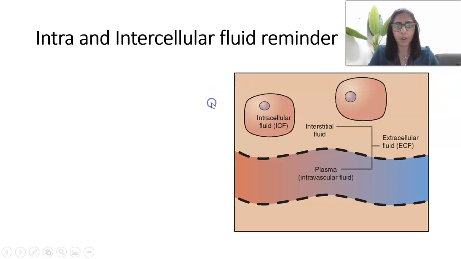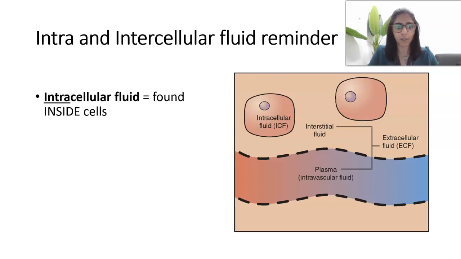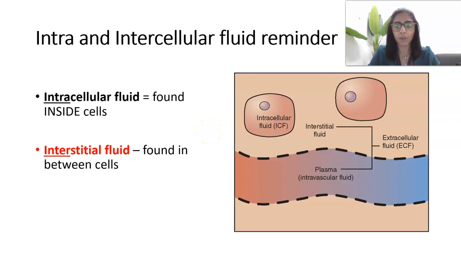So I'm just going to start off with a little reminder about fluid in the body. We have two types of fluid surrounding the cells. We have intracellular fluid, and this is fluid that is found inside cells. Okay, so intracellular fluid is the fluid inside of cells themselves. And we also have interstitial fluid. Interstitial fluid is the fluid in between cells. So it's surrounding the cells, but it's not inside them.